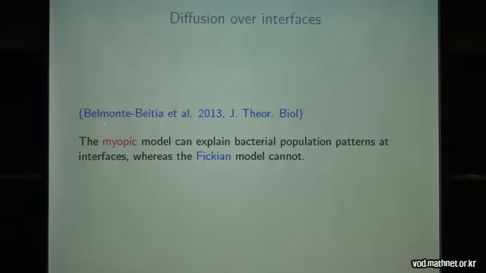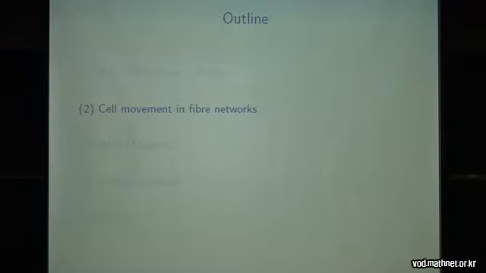Also recently, this is a paper by a student of Philip Maini from Oxford, and he called it the myopic model, which can explain bacterial population patterns at interfaces where the Fickian model cannot. So there are some reasons why this, what I later call fully anisotropic model, is actually a useful model.